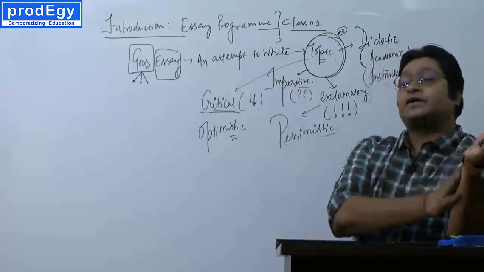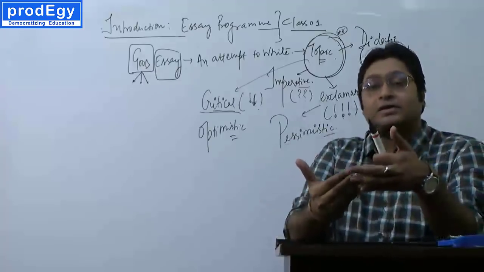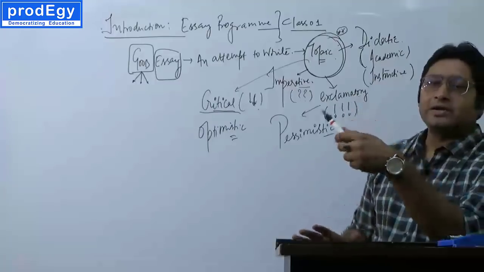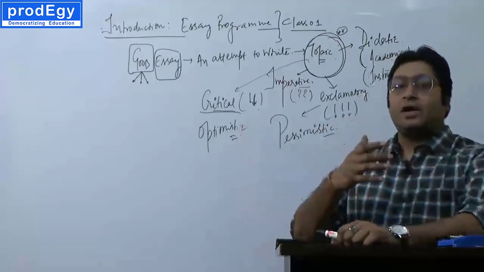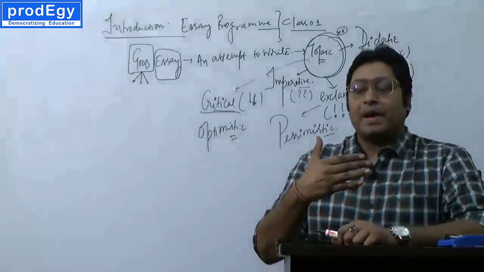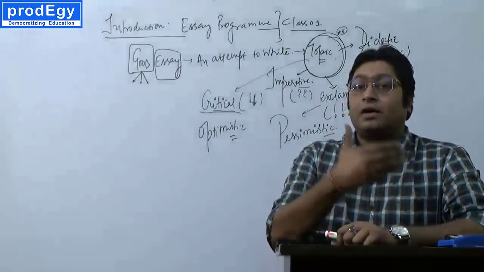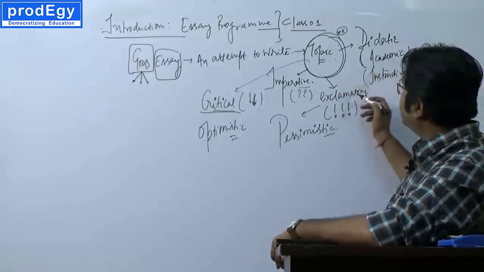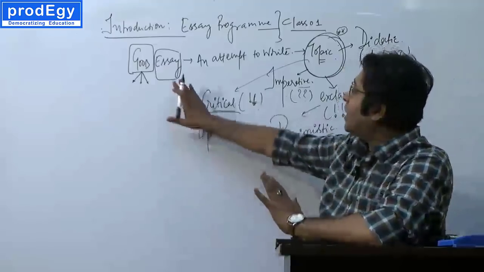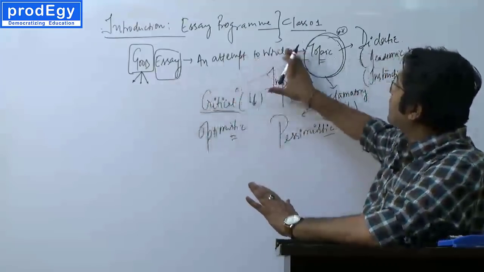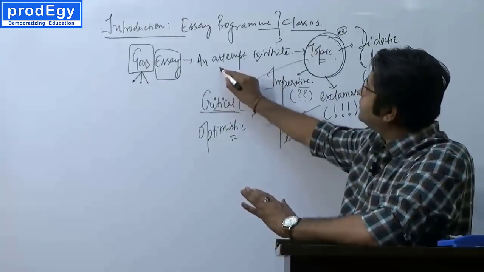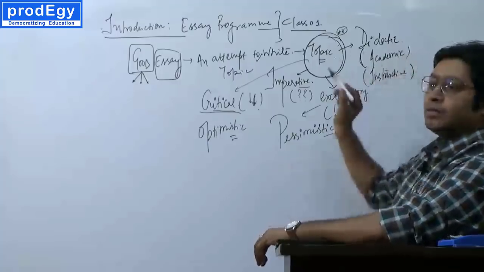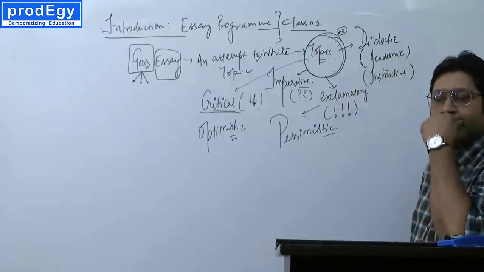Now the broader classification would be sectoral. So politics, science and technology, environment, whatever you talk about, these are broader domain categorizations. These are not the categorizations of the inherent moods of the topic. So that is a very important aspect. So an essay can be an attempt to write on a particular topic which has these particular moods. Right, I think it is clear to you.